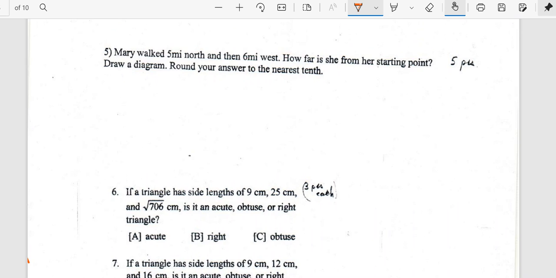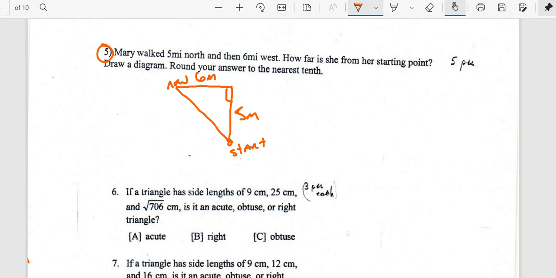Number 5, word problem. It says Mary walked 5 miles north. North is up, so we're going to go 5 miles north. Then she walked 6 miles west. West is going to be straight like that. So this is 5 miles north, 6 miles left. Then we want to close this off. The reason is it says how far is she from her starting point. So this is where she started, and this is where she is now. So the shortest path is going to be that diagonal, not going all the way back 6 and then 5 down.